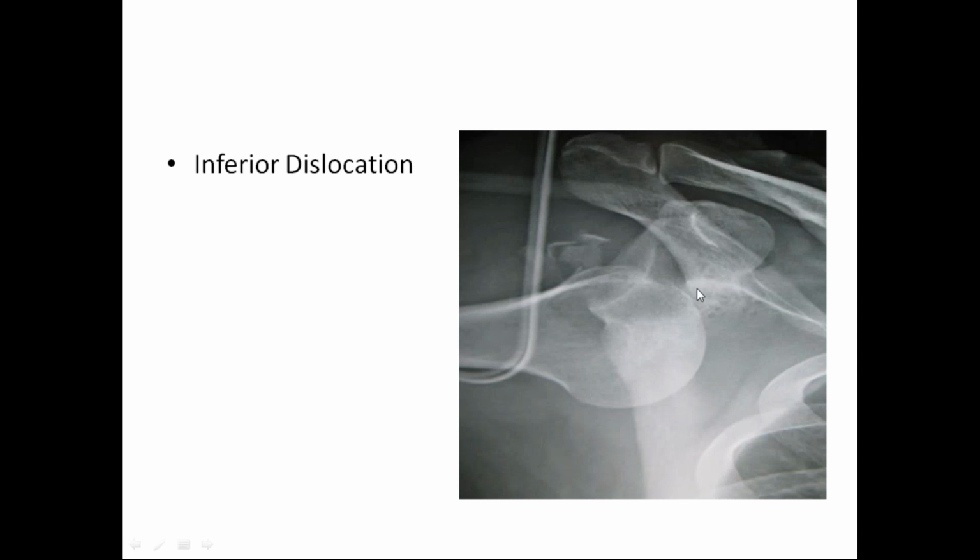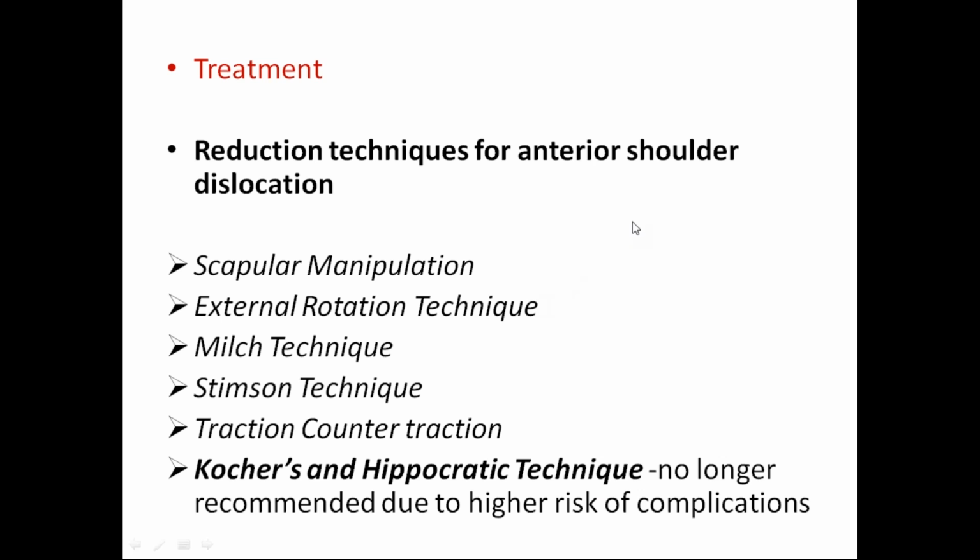So this is the inferior dislocation of the shoulder with fracture of the greater tuberosity. Here the humerus head is located below the glenoid cavity. Then coming to the management. So the treatment part is mainly the closed reduction with the help of anesthesia and muscle relaxant.